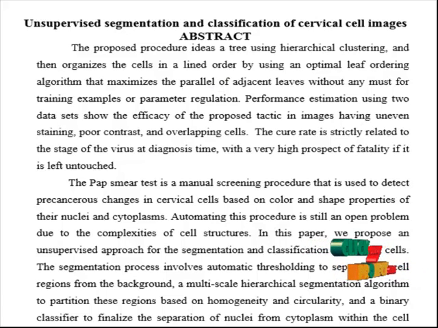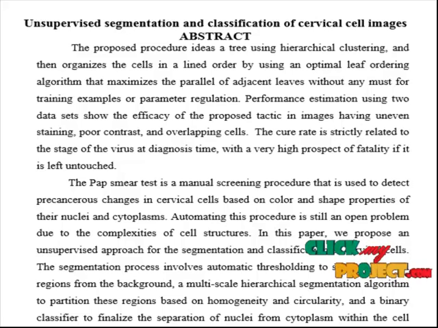The proposed procedure builds a tree using hierarchical clustering and then organizes the cells in a linear order by using an optimal leaf ordering algorithm that maximizes the similarity of adjacent leaves without any requirement for training examples or parameter regularization. Performance estimation using two datasets shows the efficacy of the proposed approach in images having uneven staining, poor contrast and overlapping cells. The cure rate is strictly related to the stage of the virus at diagnosis time, with a very high prospect of fatality if it is left untreated.